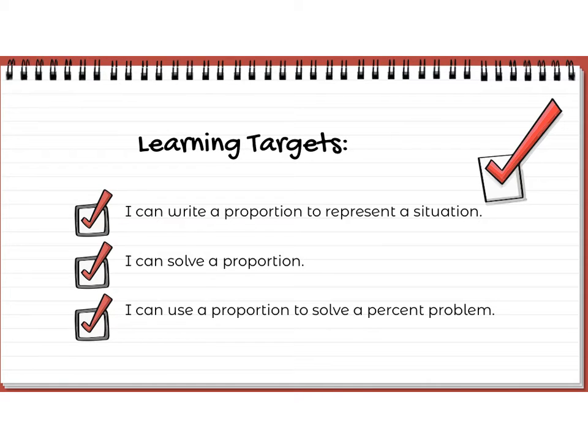Okay, and then the last one, I can use a proportion to solve a percent problem. So you're going to write the ratio, you're going to solve the proportion, and then you're going to relate that to a percent, because we're going to see or be reminded, however you want to look at it, that a percent is really a proportion.